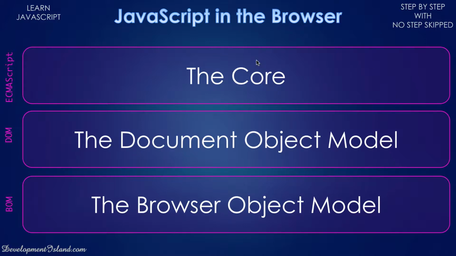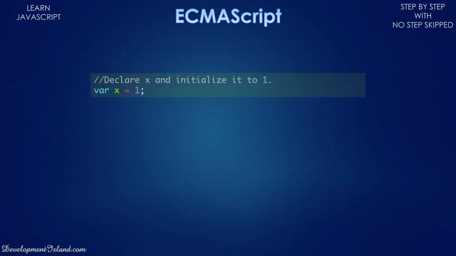ECMAScript is a standard for JavaScript. It comes with a specification of JavaScript features and how developers should implement them. So let's look at one example. So if you look at this line of code, you can see that we are declaring a variable x and initializing its value to 1. Now you don't have to worry about the syntax. This is something you're going to learn in the next chapter.